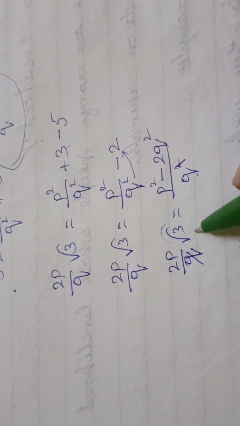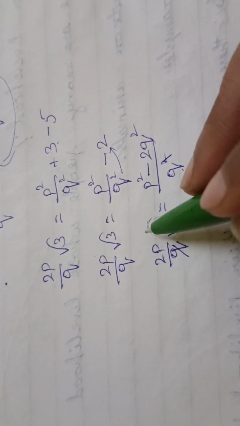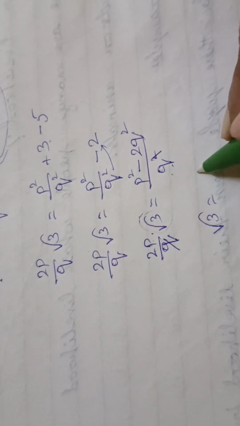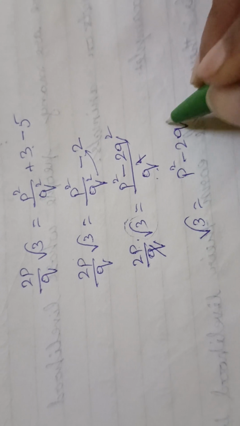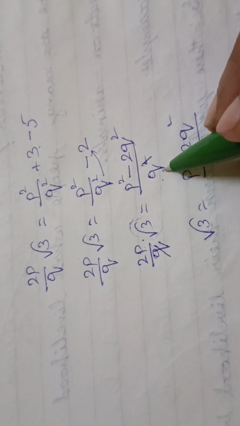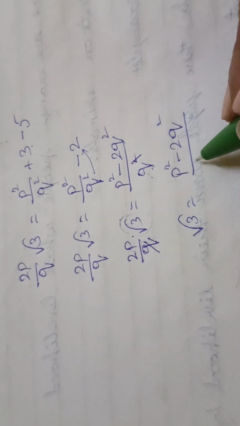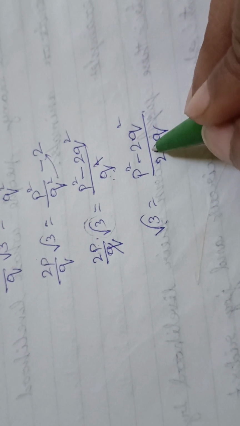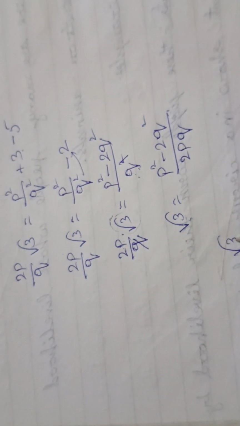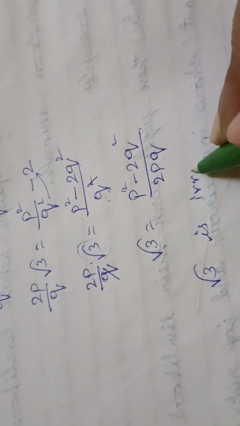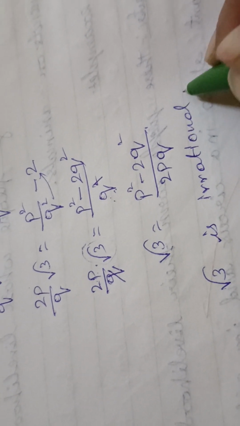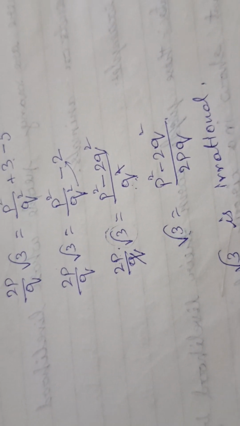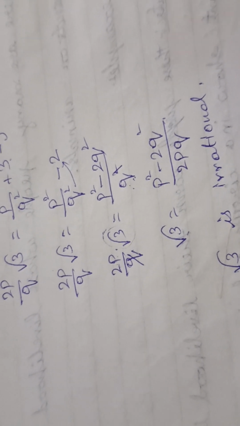Let us keep only the irrational part here and bring this 2p to the other side. Here it is multiplying, comes to other side, divides. So root 3 is equals to p square minus 2q square by, we are having one q here, now we are bringing this 2p here, so it becomes 2pq. Okay, now this is the LHS and this is the RHS. So here we can write that root 3 is irrational, and p square minus 2q square by 2pq is rational.